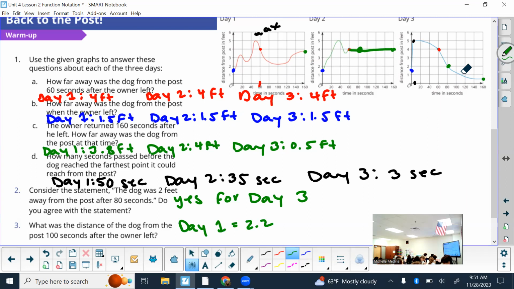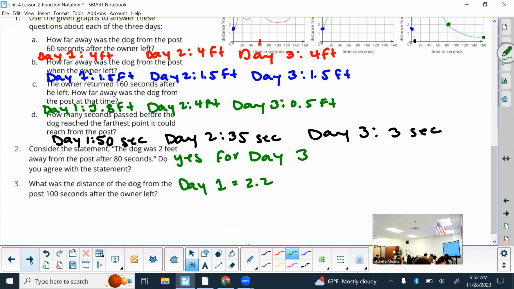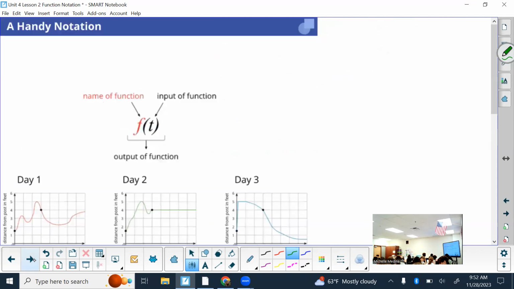All right, but notice in that warm up, every time I had to ask you a question, I had to specifically say for day 1, for day 2, for day 3. And each time I had to read you that entire question and reference which graph I'm talking about. That is a big mouthful, and they don't necessarily ask you it like that on a test. Even on the second and third question, it was hard to determine which graph it was talking about, so you would have probably ended up answering for all of them, which might have only been true for some of them.